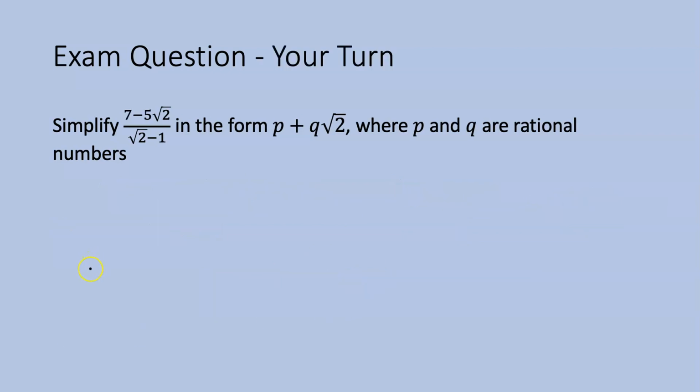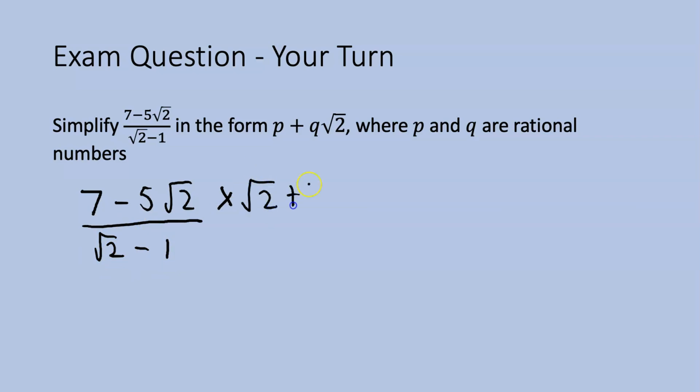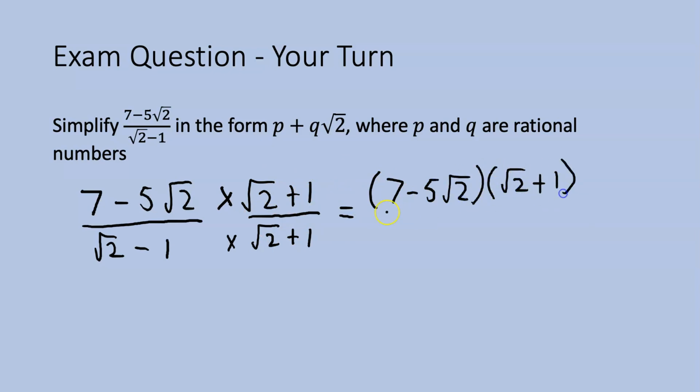So have a go at this one yourself, and we'll go through the answers together. Okay, so I do what I did last time. Multiply the top and the bottom by the rationalising denominator, so root 2 plus 1. Now I write it in the form of double brackets. Now I expand the top line.